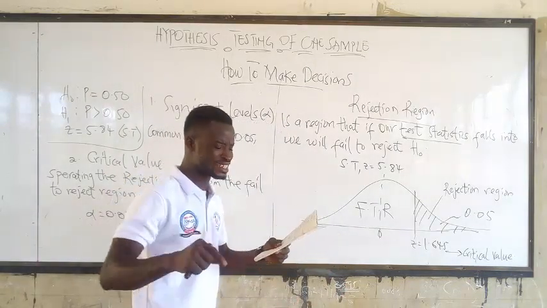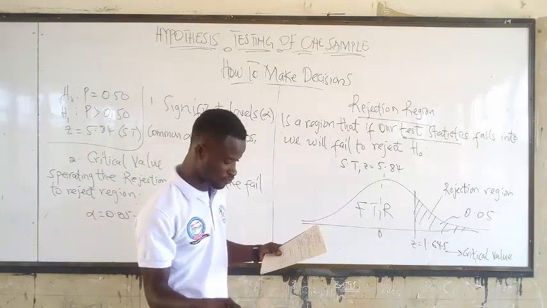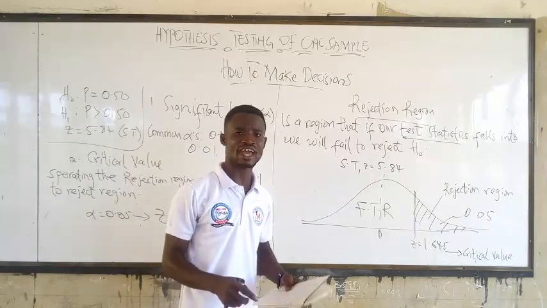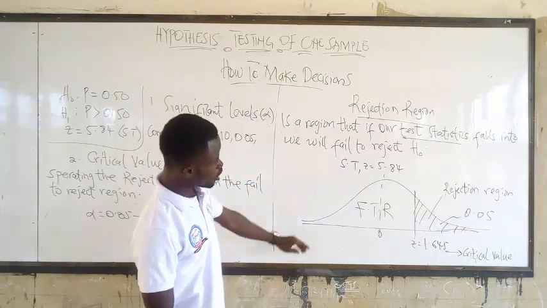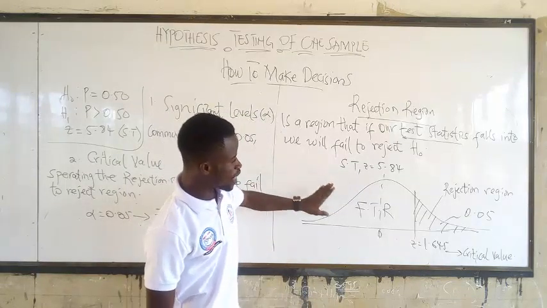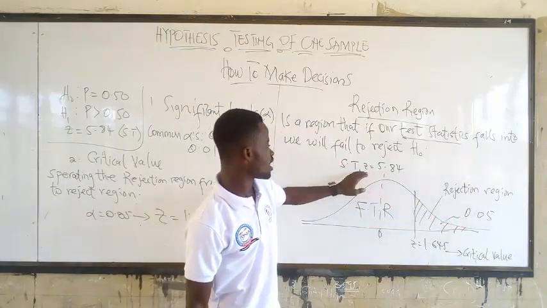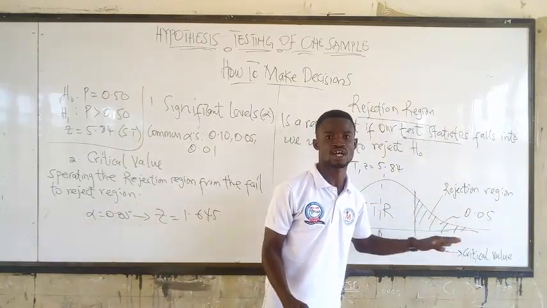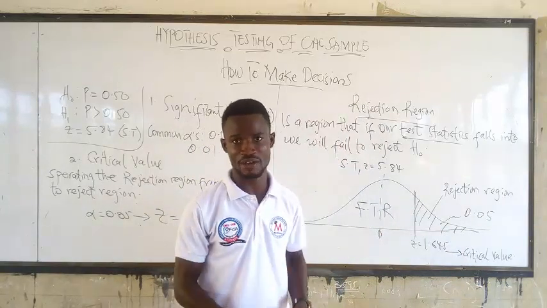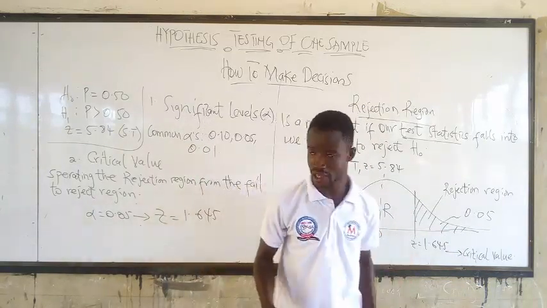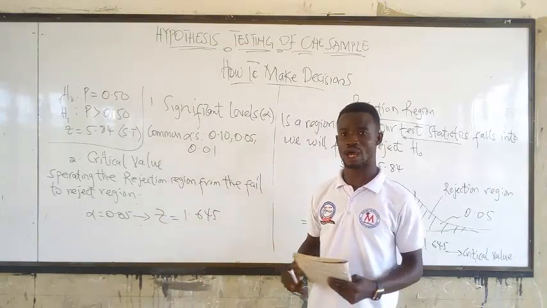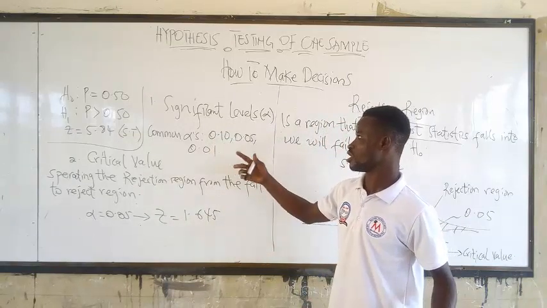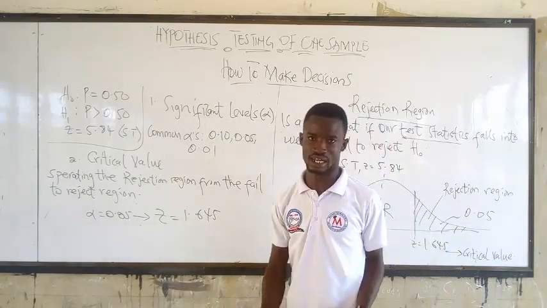So don't forget, this is where you do this. You now use your test statistic, which is z equal to 5.84, to check where it will be falling. To check where it will be what? Falling. Alright, so with this, we can see that the test statistic is going to be in the rejection region. Alright, that's how we do that. We operate on the 0.05. So let me guide you on how to get 0.10, 0.01 and all that. Alright.